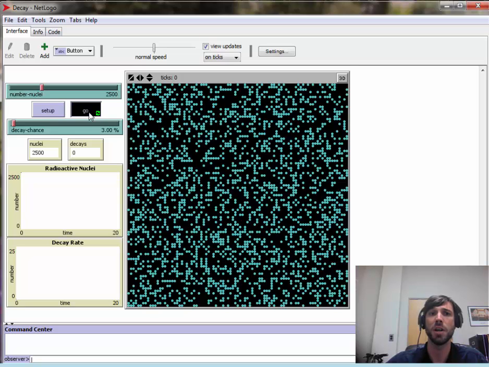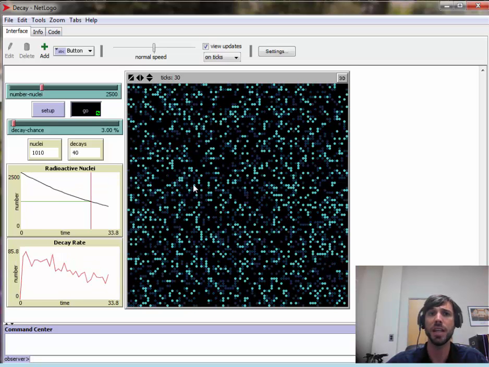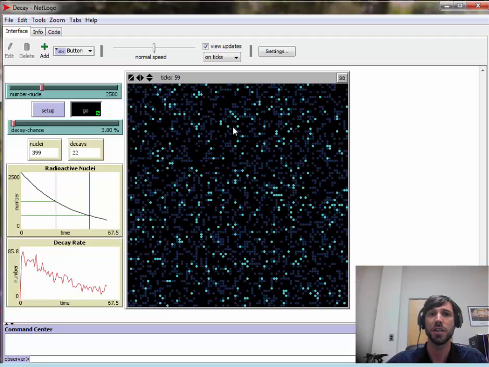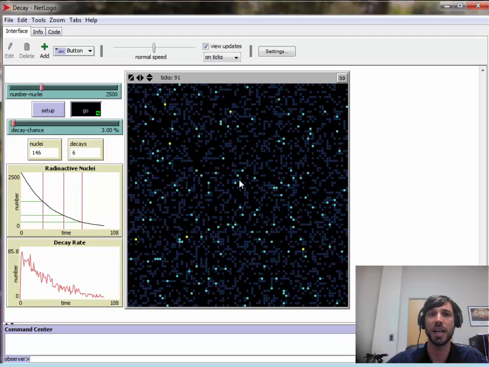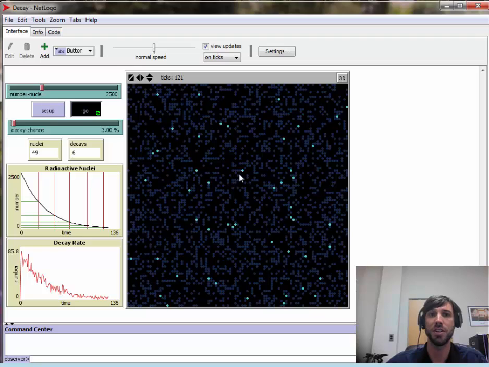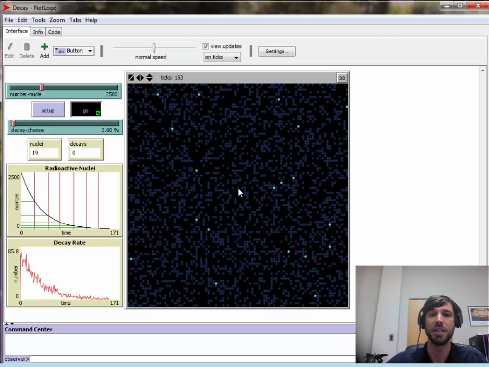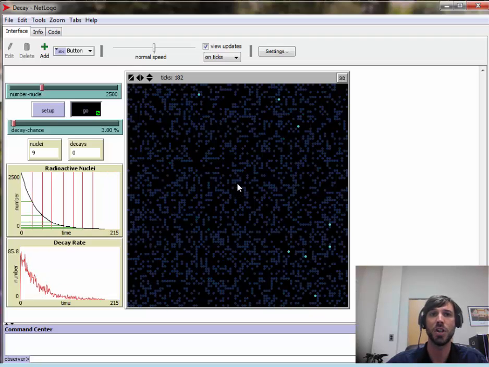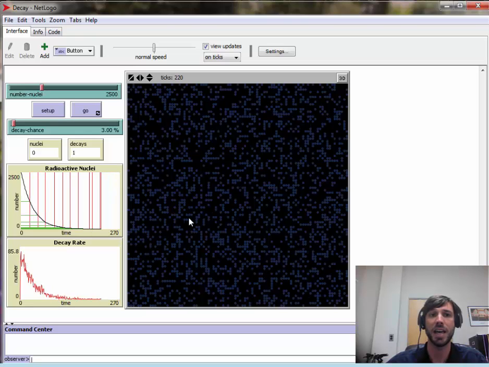And if we run the model, we can see that as time progresses, the cyan turtles light up yellow, and after flashing, they dim in color, and the dimmed nuclei are those which have decayed. We can run the model until all of the nuclei decay, and you can see that in this particular example, it took over 200 units of time for that to happen.